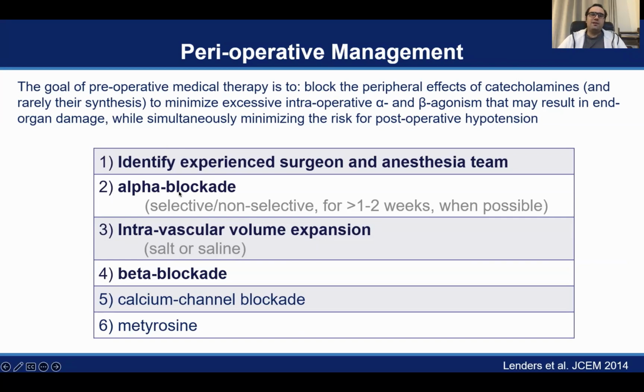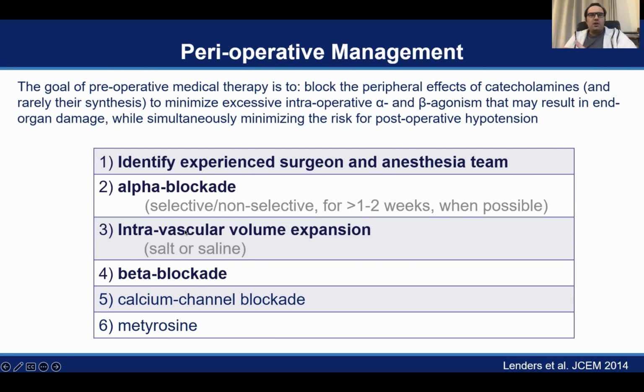Number two, we will do alpha blockade with either selective or non-selective. Selective is doxazosin, or non-selective is phenoxybenzamine, for more than 1 to 2 weeks when it is possible. And along with it, we should also do intravascular volume expansion with salt or IV normal saline.